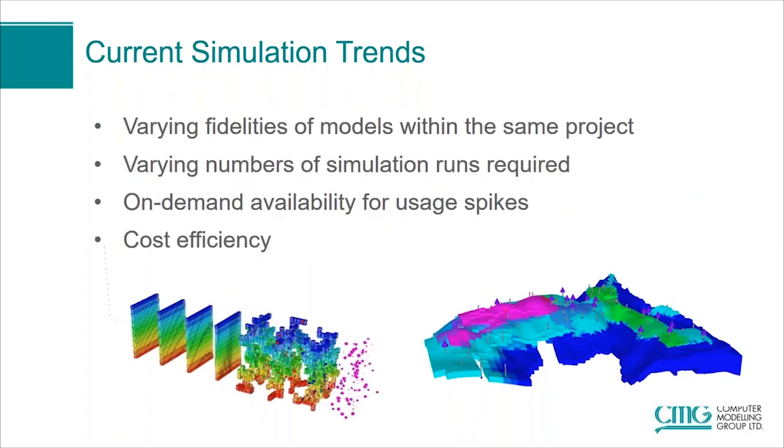So kind of in summary, the current simulation trends: we see varying fidelities of models within the same project, right? So you might run some small ones, some big ones, and some ones in between. There's a requirement to run different numbers of runs based on which phase or which part of the project you're in.